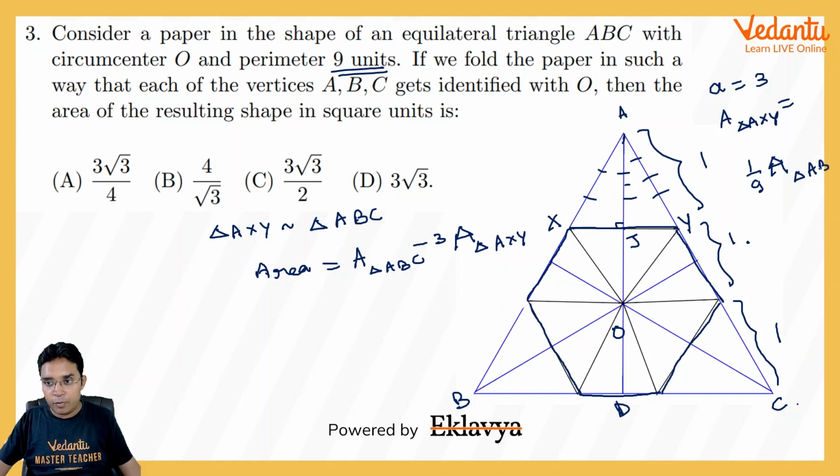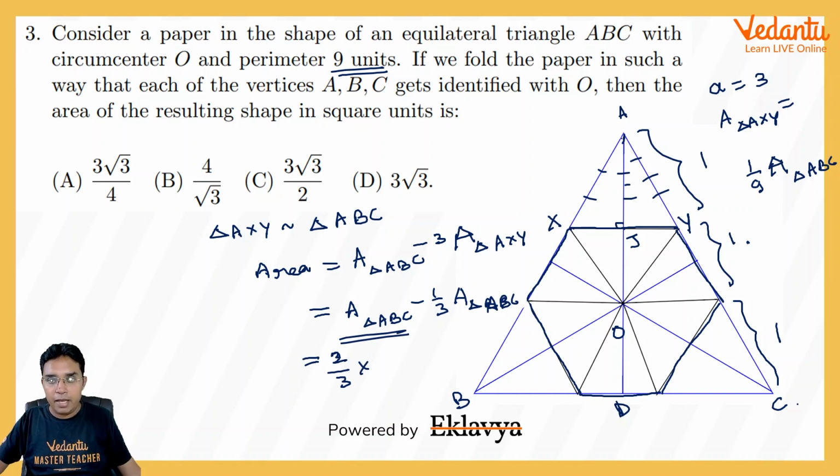Why am I saying 1/9? Because the ratio of the corresponding side lengths is 1:3, so the area should have ratio 1:9, because to find the area I have to multiply the side two times. So 3 into 3, 9. So here it will become the area of triangle ABC minus 1/3 of the area of triangle ABC. So it is actually 2/3 of the area of triangle ABC.